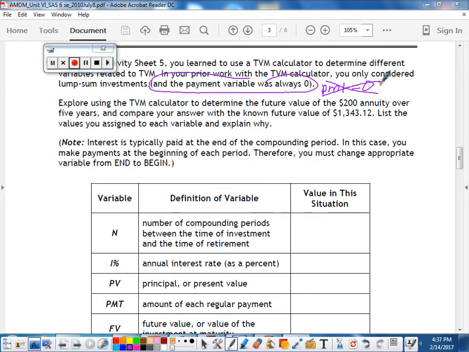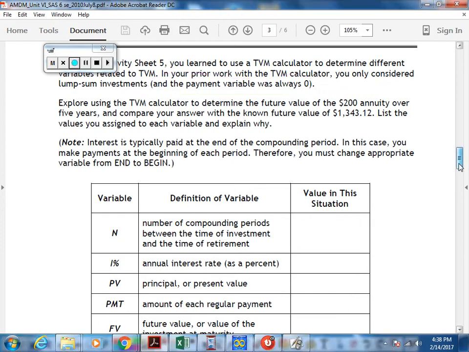It says explore using the time value of money calculator to determine the future value of the $200 annuity over the 5 years and compare your answer with the known future value of $1,343.12. List the values you assign for each variable and explain why. So you're going to play with this a little bit and put different values for the compounds, because we didn't really use any specific compounds earlier. You can use different compounds, but you have to tell me what values you use on this table. So let me show you what we're going to do.